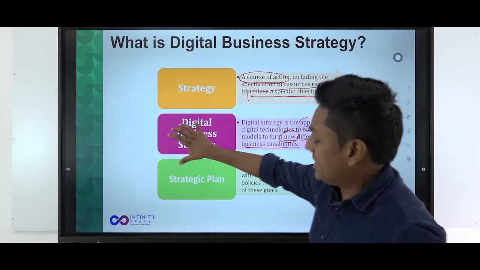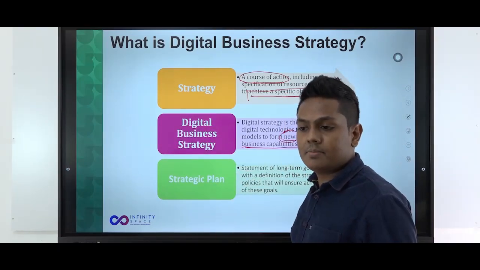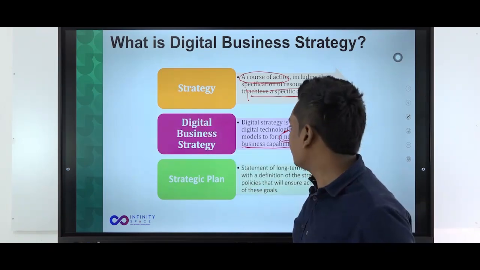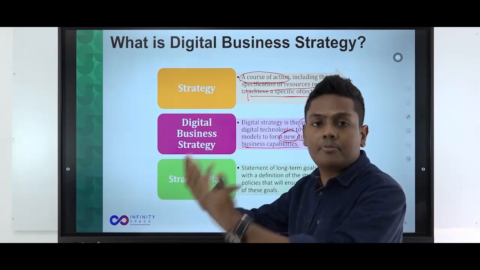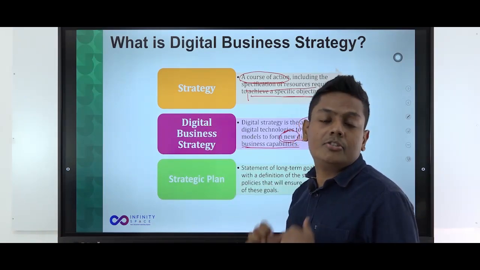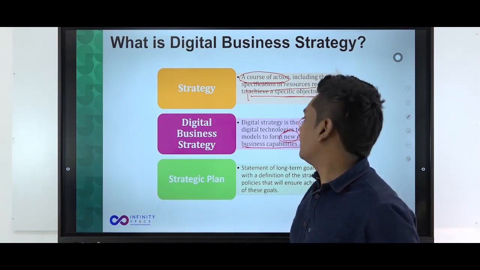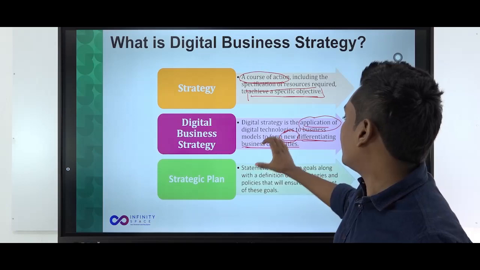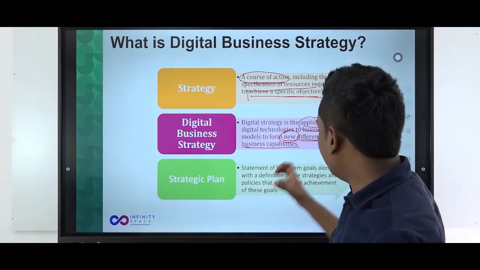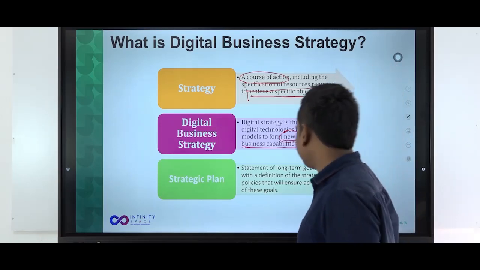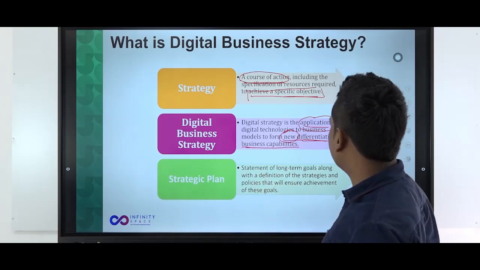So the traditional businesses, from their legacy systems, are going to move into this ERP. They are going to digitally transform everything. So that is a strategy, a digital strategy, right? Likewise, strategic plan. As organizations, they need to have a strategic plan. So what is a strategic plan? Let's just look into this.